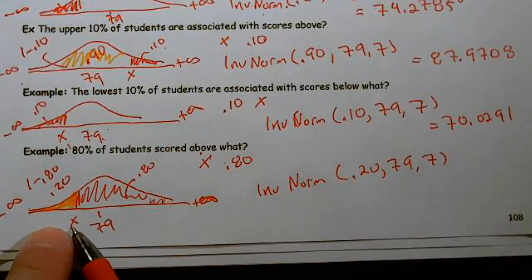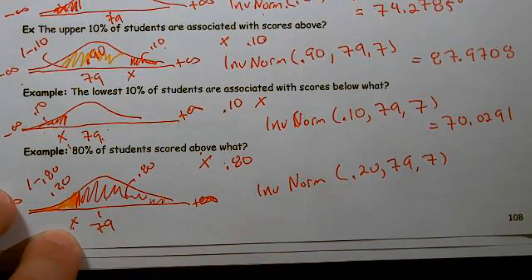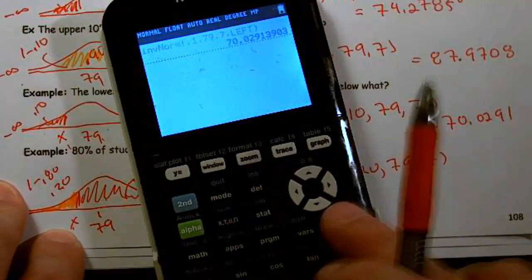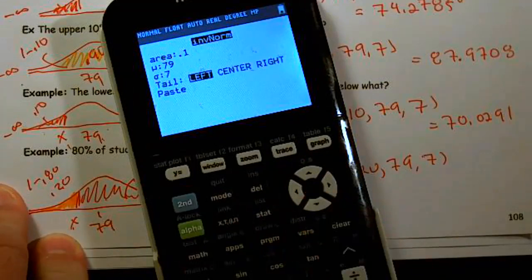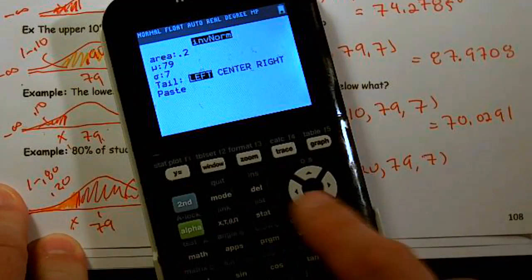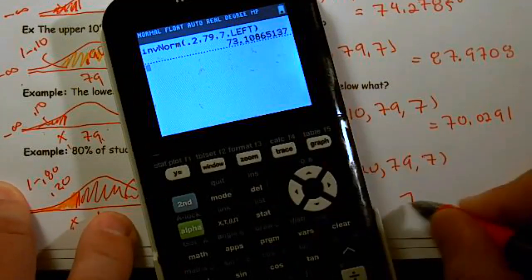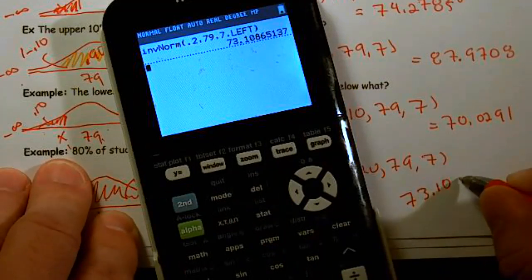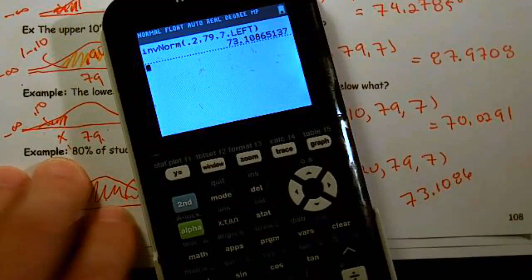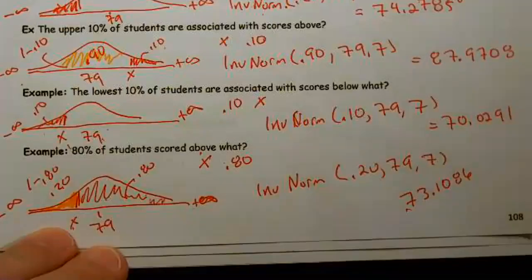And one other thing to keep in mind, we know that this value, this X, whatever they scored, it's lower than 79. So when we're done, we better end up with a value that's lower than 79. So the inverse norm, area in this case is 0.20. And we end up getting about a 73. So about 80% of the class scored above a 73. And that's what that means.